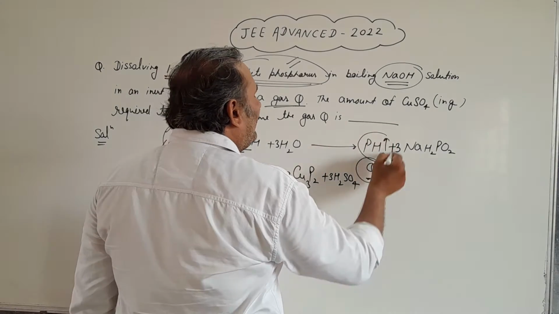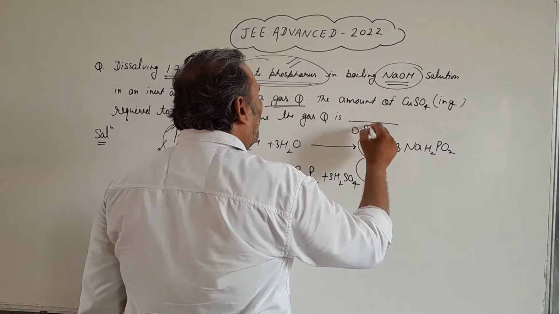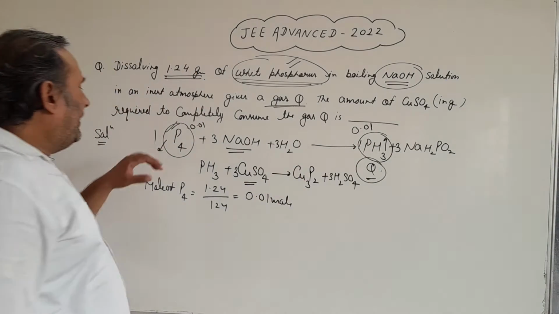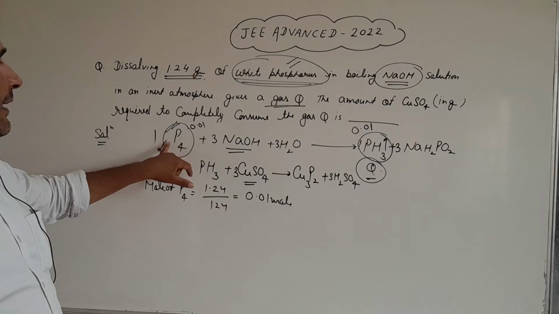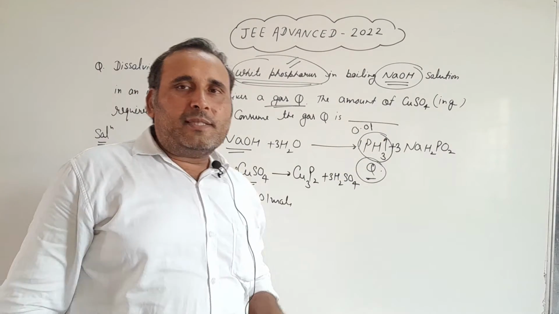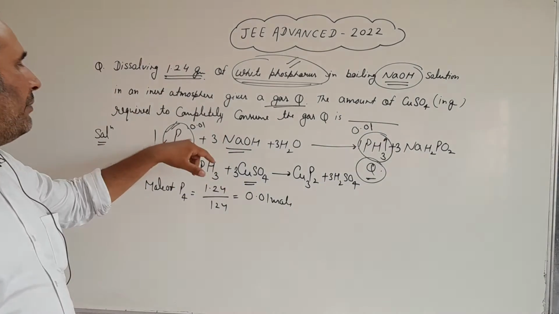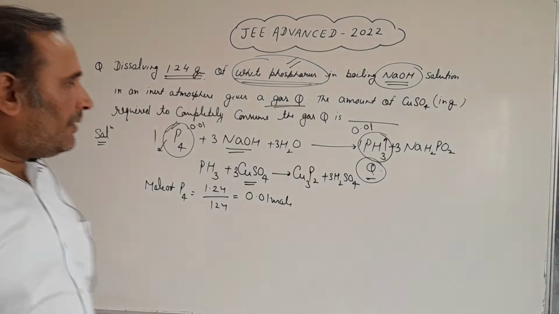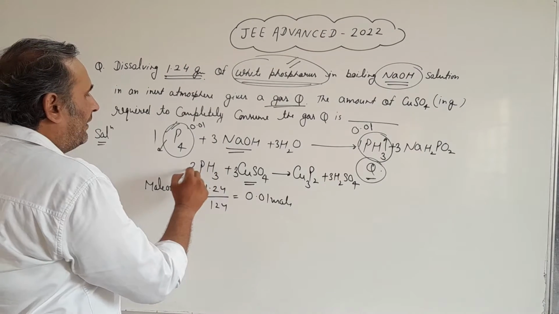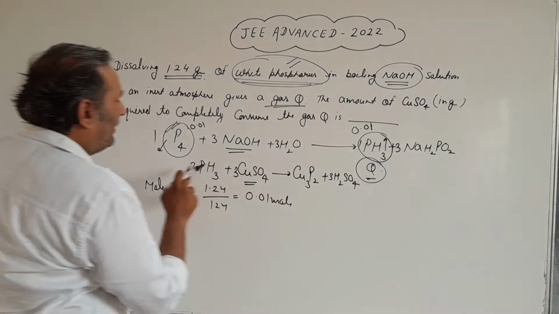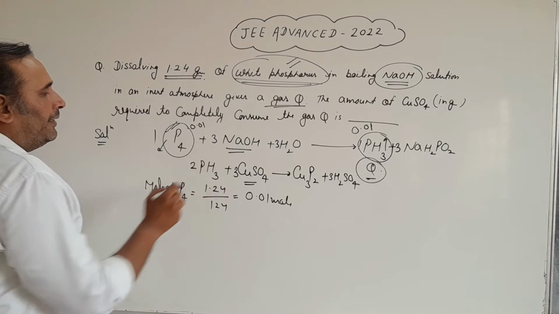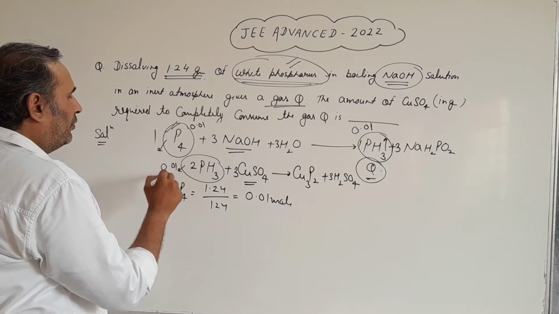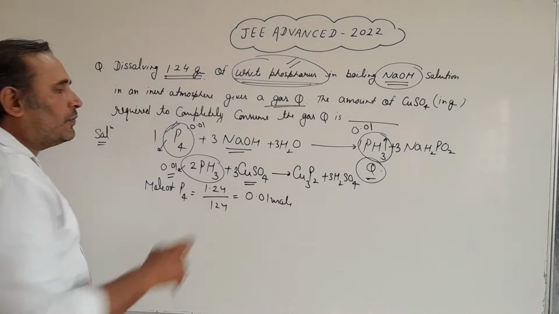So moles of PH3 produced in the first reaction will also be 0.01 mole, because here the stoichiometric ratio is 1:1. It means when 1 mole of P4 reacts with NaOH, 1 mole of PH3 is produced. So when 0.01 mole of P4 reacts, 0.01 mole of PH3 will be produced. Now we are balancing the P2, so we have to put 2. Now the PH3 amount we are taking is 0.01 mole, and we have to find out the mass of copper sulfate.